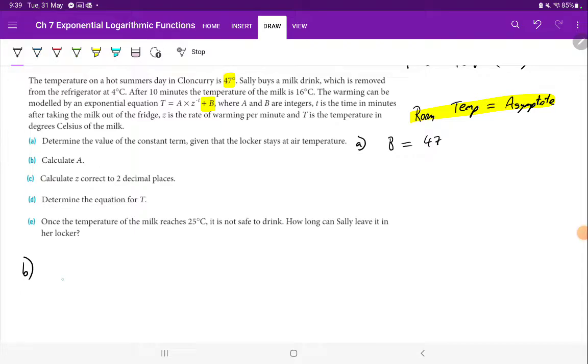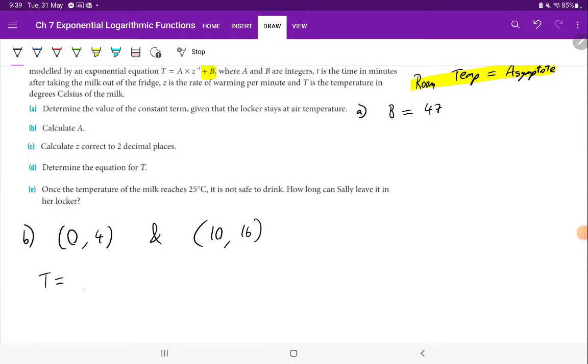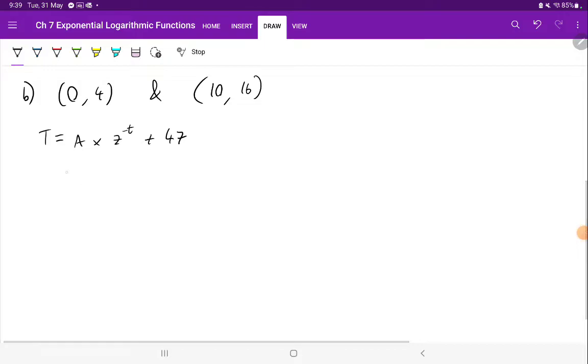The first point we were given is that after 0 minutes, it was 4 degrees. And then the second point we were given was that after 10 minutes, remember t is time in minutes, it was 16 degrees, which makes sense because it's warming up. So we've got 2 points and we can substitute those into our equation. Since our equation is T equals A times Z to the minus t plus B, but we know B now, it's 47, we worked that out in part A. Now we can sub in our first point, 0, 4.